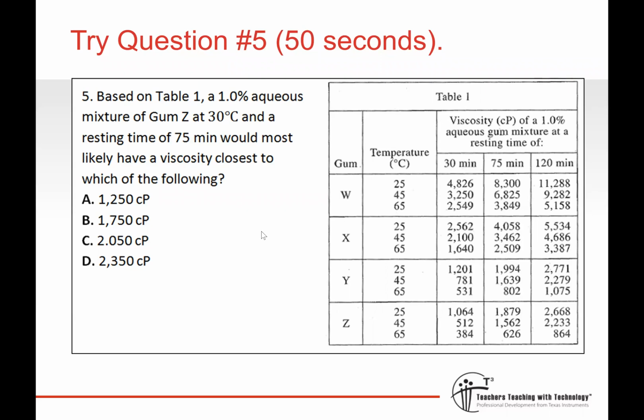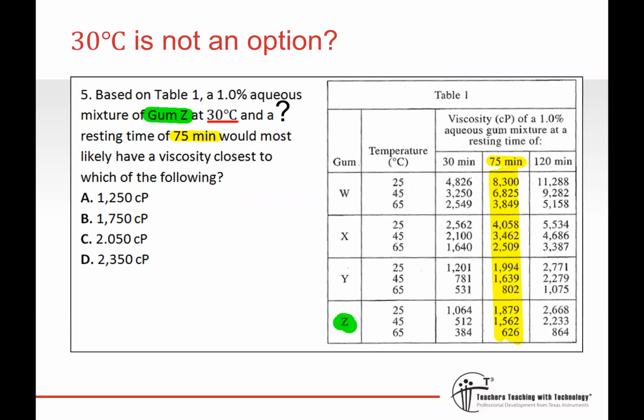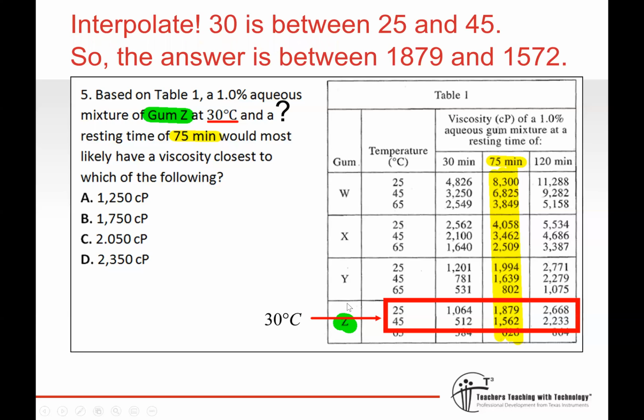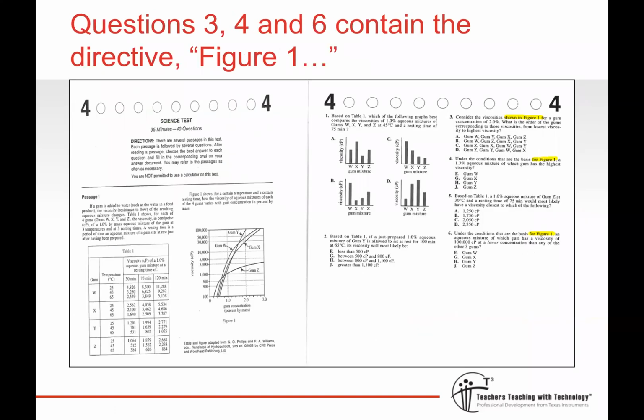Okay, so this is another estimation one, but this time it's 75 minutes, but it's at 30 degrees, and we don't have a 30 degrees. We have 25 and 45. Well, 30 degrees Celsius is between those. So we're like, well, which of the answers is between that? And it would be letter B, right? 1750. That's the one that would be between those, because the other answers are not between those. Cool. All right.